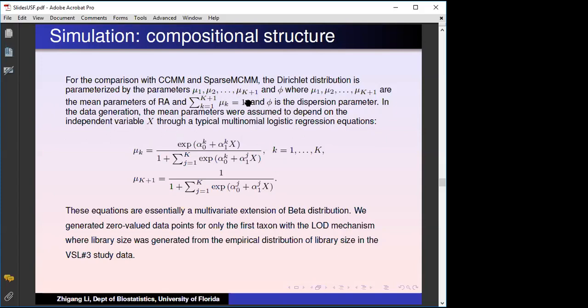All these means have to sum to 1, of course, because of the compositional structure. And the library size is generated using the real data from the VSL number 3 study data. I will present this study later.